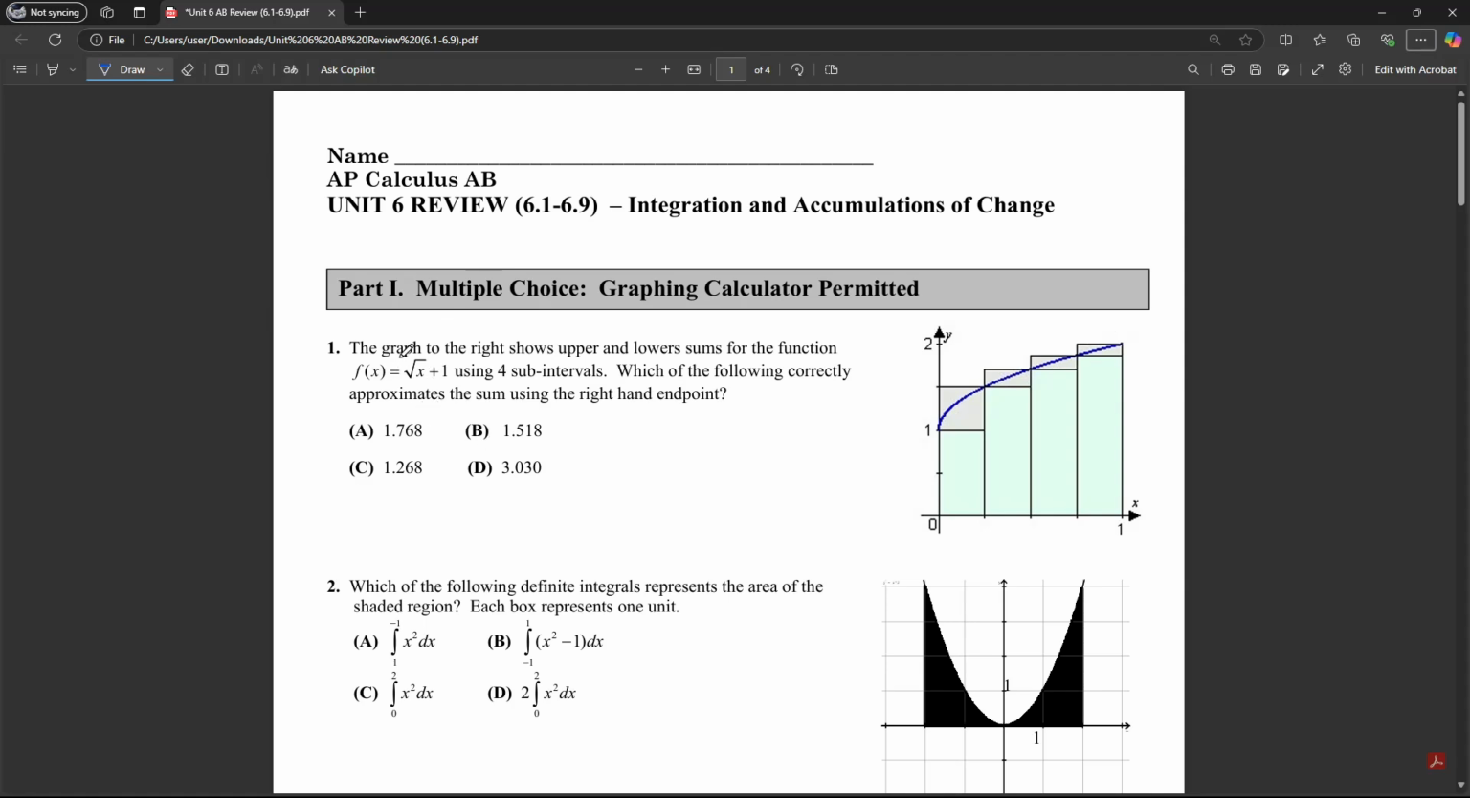Alright, so number one, the graph to the right shows upper and lower sums for the function f of x equals square root x plus 1, using four subintervals. Which of the following correctly approximates the sum using the right hand endpoint? So immediately, we're going to use right Riemann.